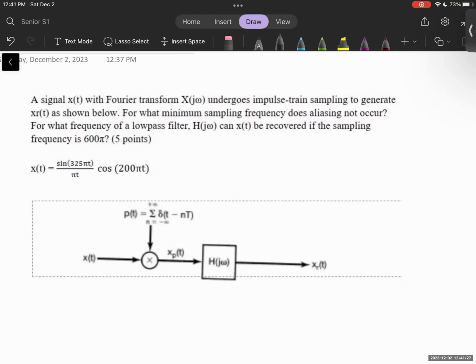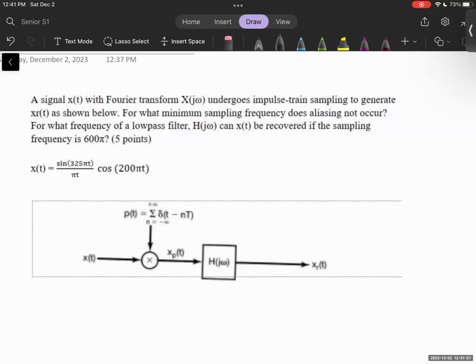So the basic way to approach this problem, the first thing we always want to do when we're given a problem, is figure out what we want to find. So really this question is asking for two things. It's asking for the Nyquist rate, so the minimum sampling frequency at which aliasing does not occur. And it's asking for the frequency of the low pass filter we can use to recover the signal when it's sampled at 600 pi.